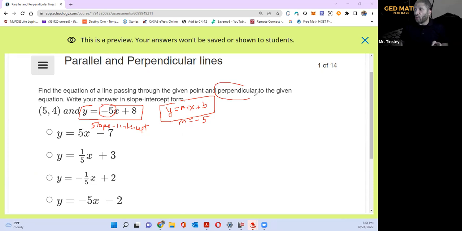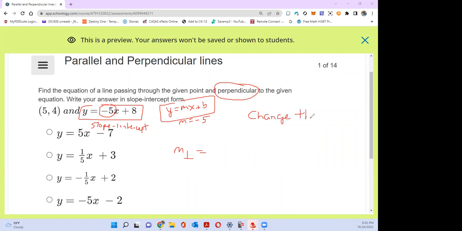They want to find the slope of the what? Perpendicular. How do you find the slope of the perpendicular line? If the slope of this line is -5, how do you find the slope of the perpendicular line? Can anybody tell me? It's the opposite. I wouldn't say it's the opposite. Can anybody tell me how to find the slope of a perpendicular line? Okay, so you just change the sign and flip.